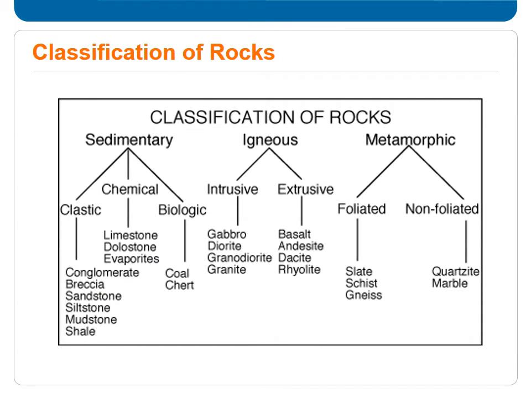This graphic shows the classification of rocks. There are three main groups: sedimentary, igneous, and metamorphic.